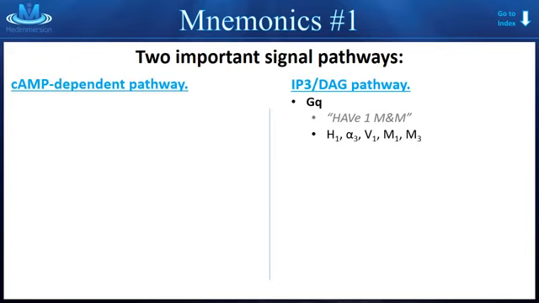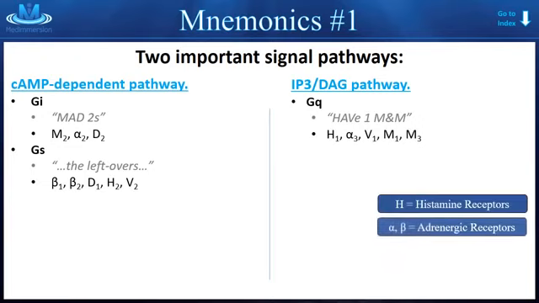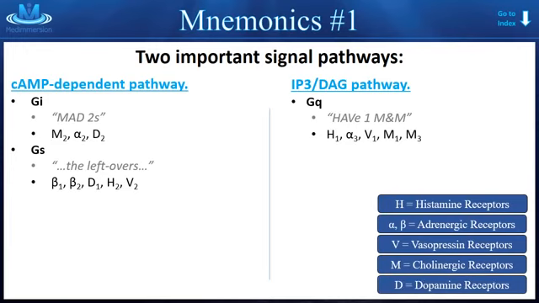aka the cholinergic receptors. On the other side, the cyclic AMP G proteins, what are they? Gi and Gs. You have to know it. Very, very important. For the Gi, you're going to remember MAD2s, okay? For the cholinergic, adrenergic, and dopamine 2 receptors, subtype 2s. For the Gs, it's everything that's left over: beta 1, beta 2, dopamine 1, histamine 2, and vasopressin 2. So, if you need to review what those receptors are or what they do, here are some links. Let's go check out the next mnemonic.